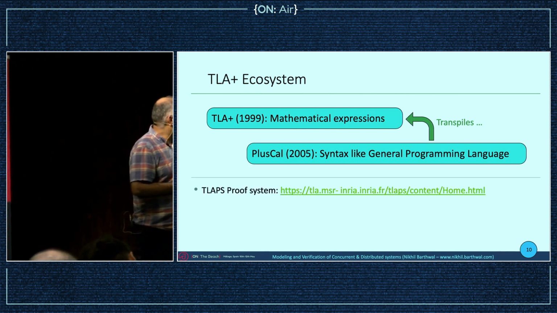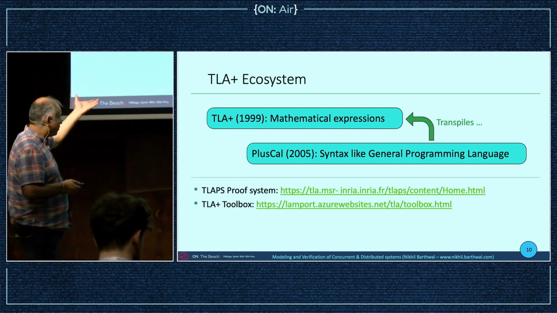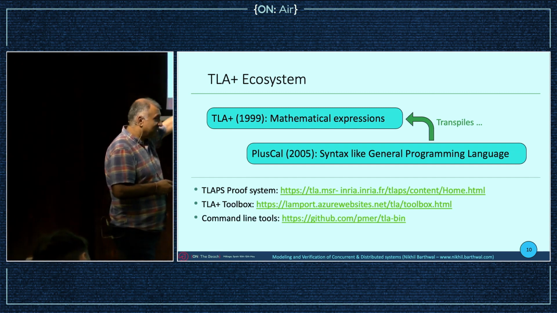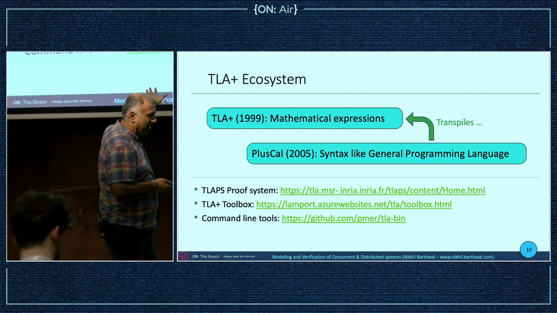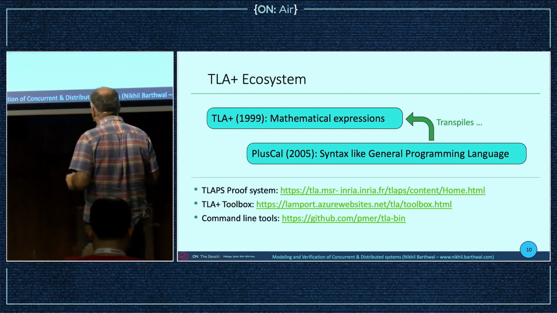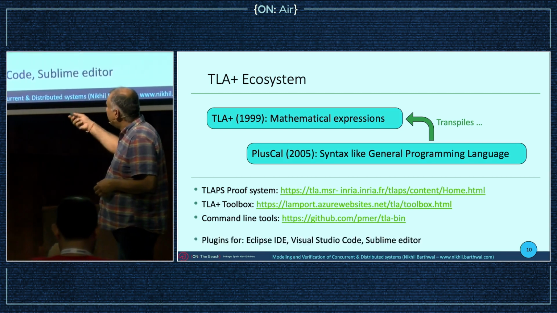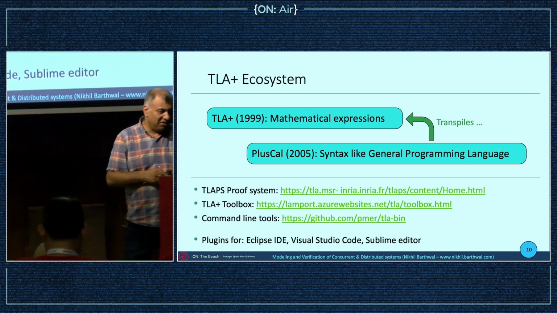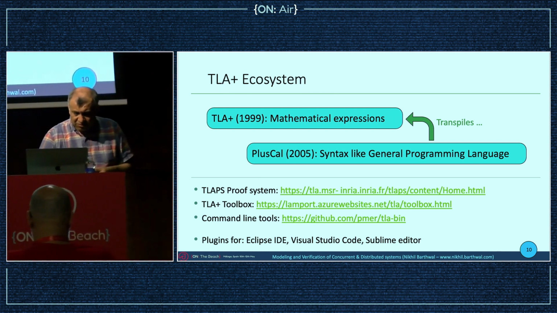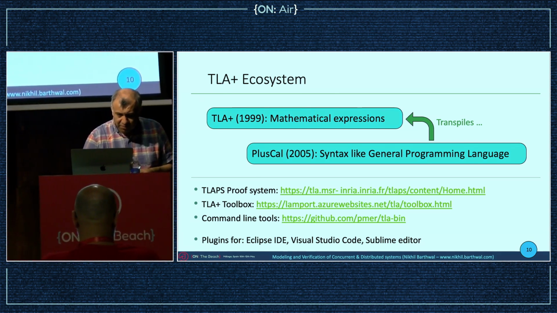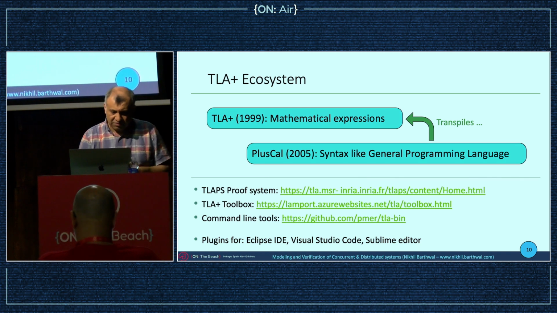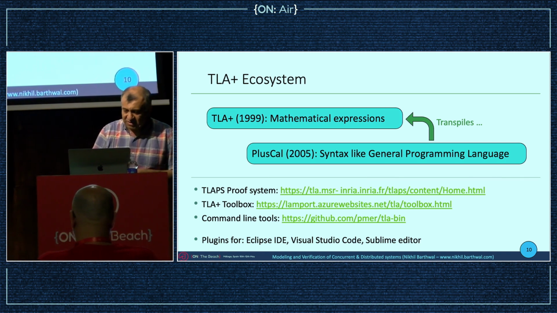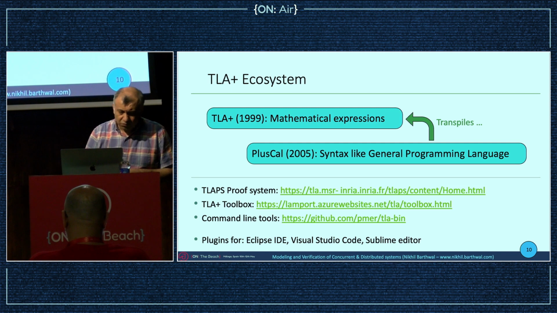And this is the TLA proof system. There's a proof system, there's a toolbox, and there are command line tools. That's the one I'm actually going to be using for the demo. I love the command line stuff. I know I'm a little bit old-fashioned that way. And then you have various plugins for Visual Studio Code, Eclipse, and so on. So I'll just stop here and open up my browser. This is the TLA+ proof system. This is where the toolbox is, and in the demo I'll be running these commands.